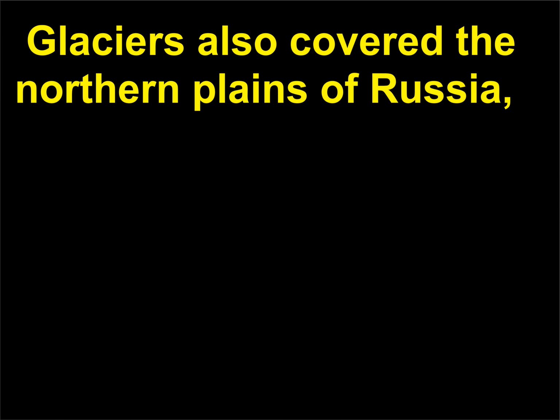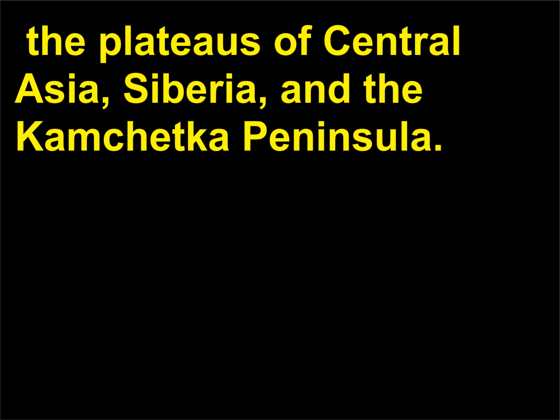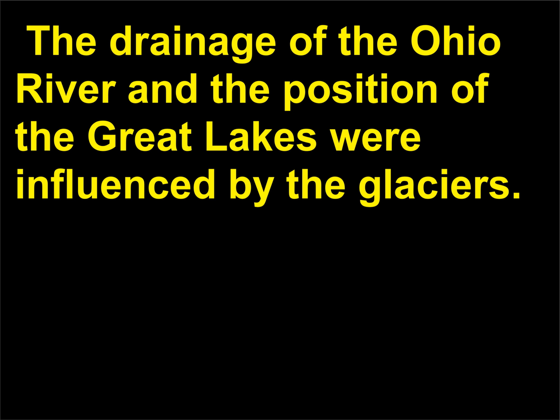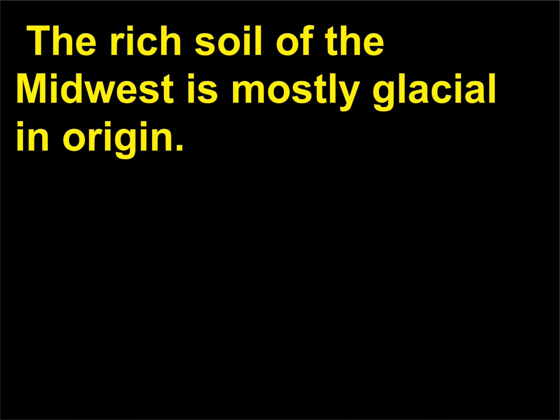Glaciers also covered the northern plains of Russia, the plateaus of Central Asia, Siberia, and the Kamchatka Peninsula. The glacier's effect on the United States can still be seen. The drainage of the Ohio River and the position of the Great Lakes were influenced by the glaciers. The rich soil of the Midwest is mostly glacial in origin.